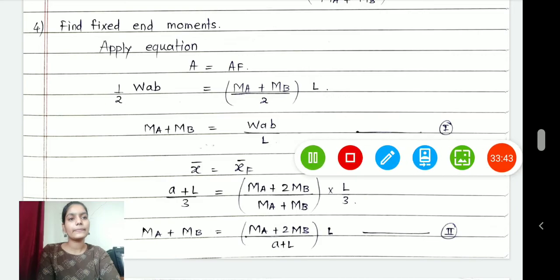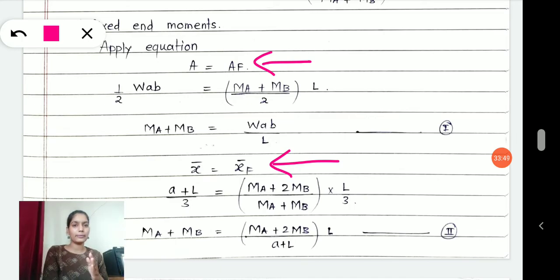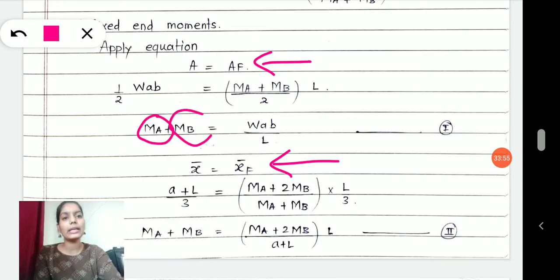See here, the area of the fixed bending moment with the free bending moment, and the centroidal distance of the free bending moment with the fixed bending moment. We equate them to calculate the moment at A and the moment at B. How to equate, how to solve, try to exercise it. Otherwise, I will upload the PDF of it in the Google Classroom. You will get it from there.